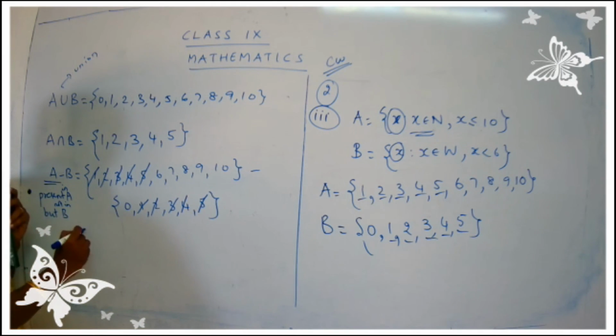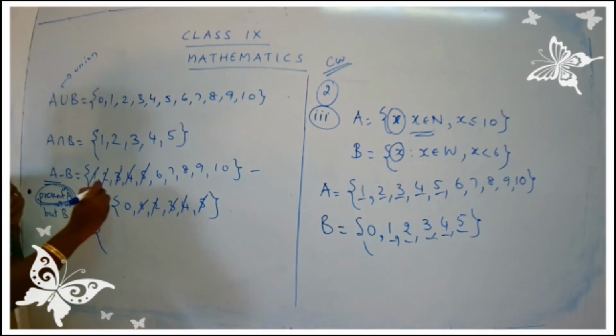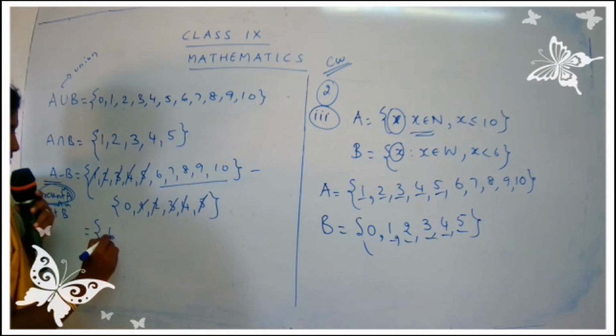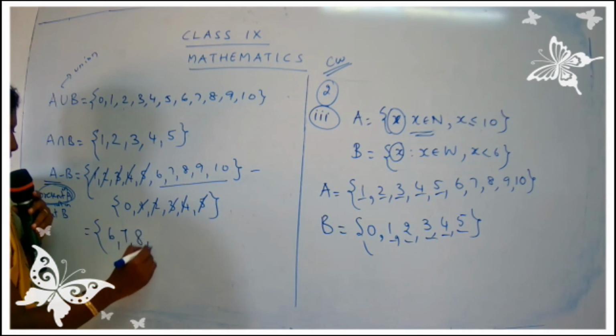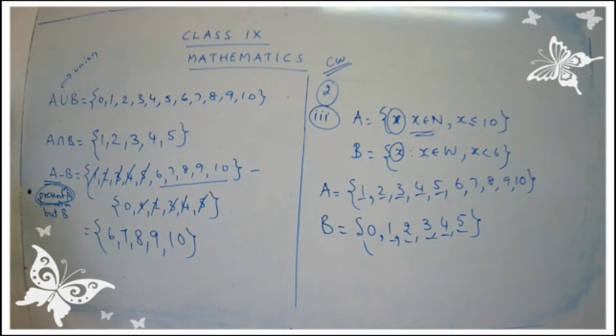So what is the answer? You have to write the value for A. Yes, children? So what is left in A here? 6, 7, 8, 9, 10. So this is your answer. Do not write 0 because we are not worried about B members. You have to only write the members of A.